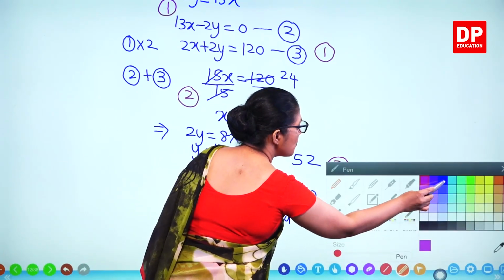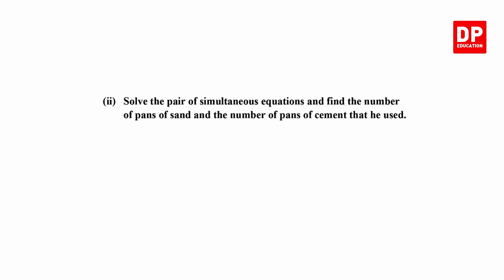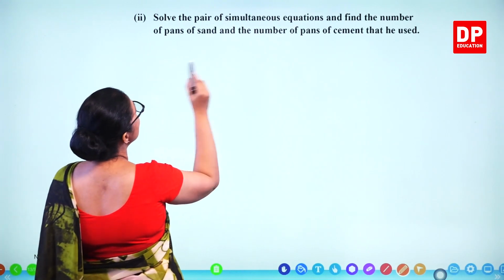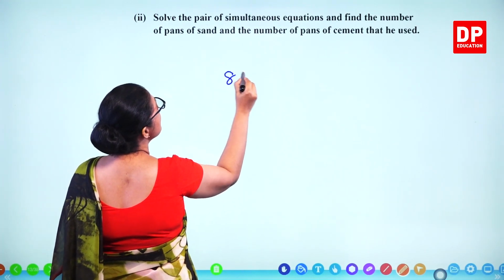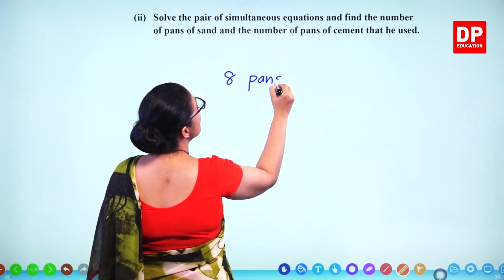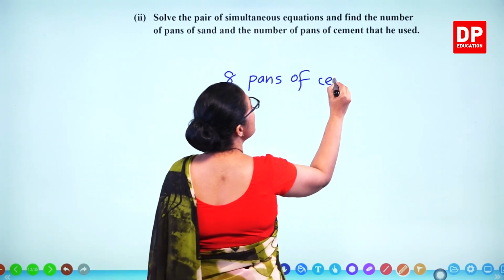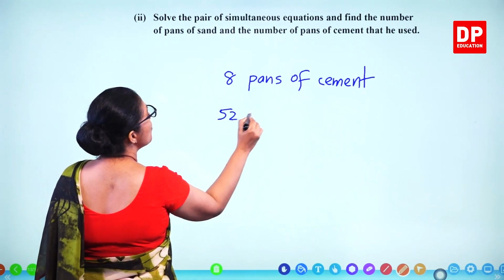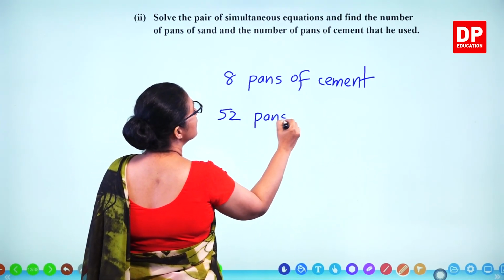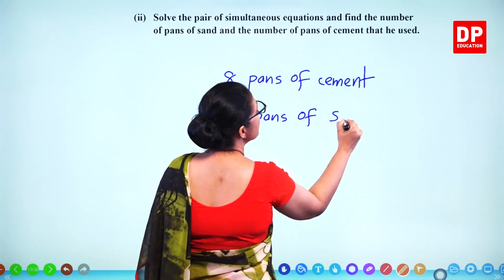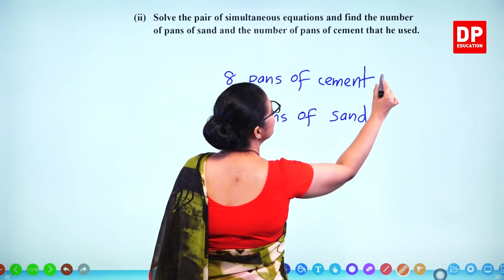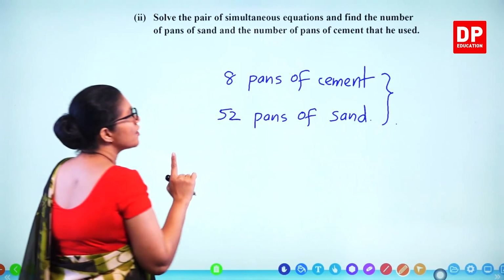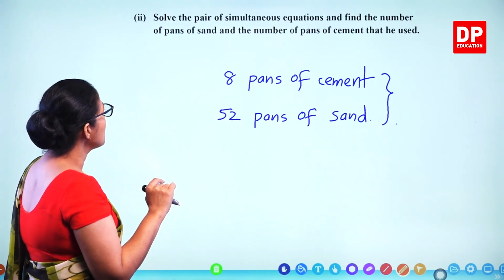Let's take part B. So in the second part we need to give the answer. So what's the answer? We found 8 pans of cement and 52 pans of sand. So we gave marks for these 2 answers as well.